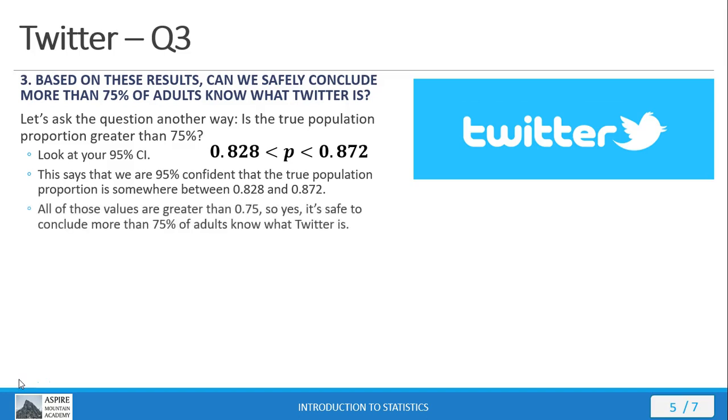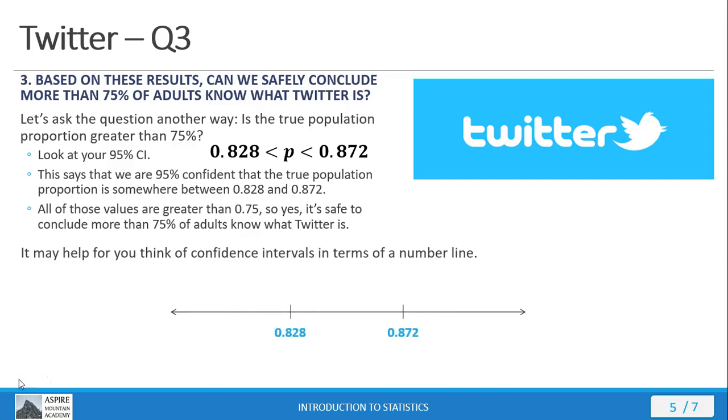Looked at it this way, if we take all those values that are greater than 75%, let's just draw this out on the number line. So if we draw a number line out, here's our upper and lower limit for our confidence interval. Our true population proportion, we're 95% confident, is somewhere inside that interval, inside that range. But the value that we're asked to evaluate is 75%, which is out here on the edge. So the entirety of that confidence interval is greater than the value we're asked to evaluate. Therefore, we can say that yes, more than 75% of adults know what Twitter is. We're 95% confident that that's true.